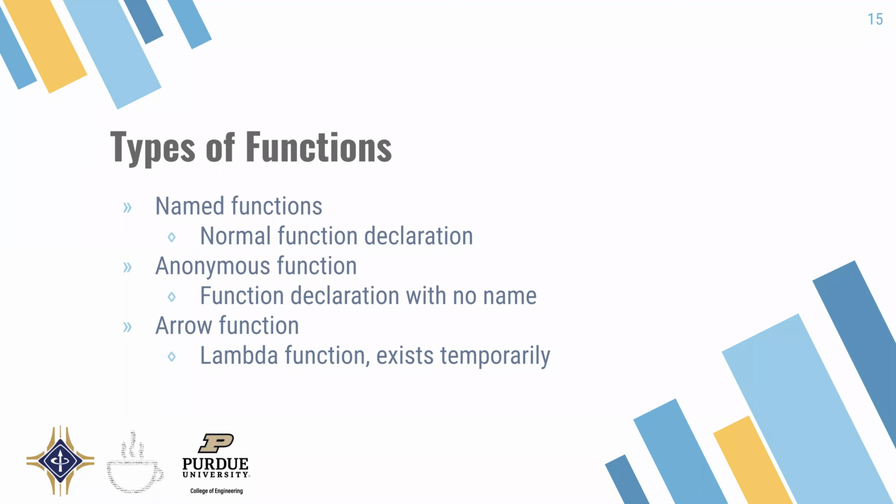And lastly, the types of functions. We covered this the last time. So we have named functions, which are like normal functions, anonymous functions, which don't have any name, and arrow functions, kind of like lambda functions in Python.